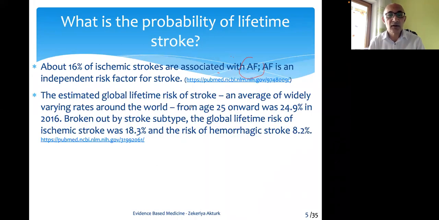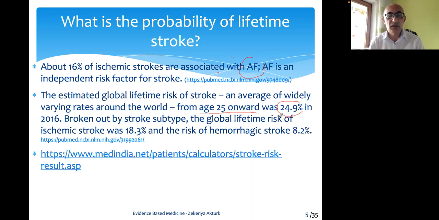Approximately 16% of ischemic strokes are associated with atrial fibrillation. What is the lifetime prevalence of the condition? From age 25 onwards, in one study, it is given as approximately 25%. It is really high and scary actually. The different types of strokes, of course, have different prevalences, like ischemic stroke or hemorrhagic stroke, but the prevalence itself is rather high. Therefore, for clinicians, it is very important to classify patients or inform people about their risk profile, about the expected risk concerning this condition, the stroke.